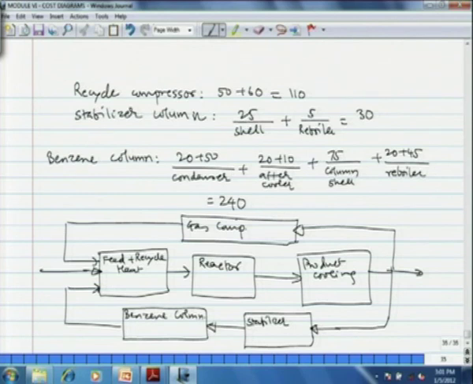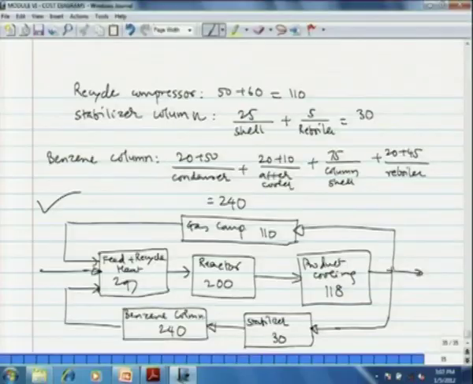And now we put numbers: reactor 200, feed recycle heat 297, gas compression 110, product cooling 118, stabilizer column 30, and benzene column 240. And this completes the lumped cost diagram for the second alternative.